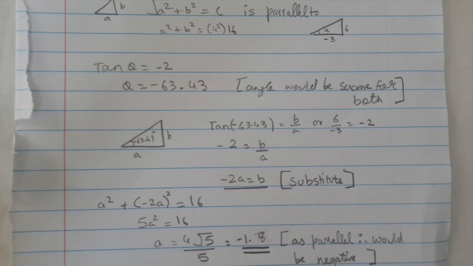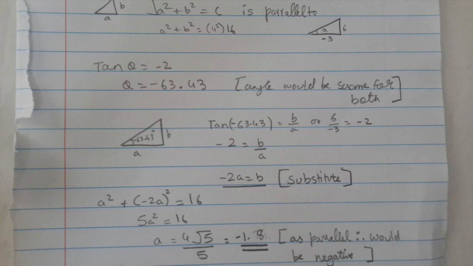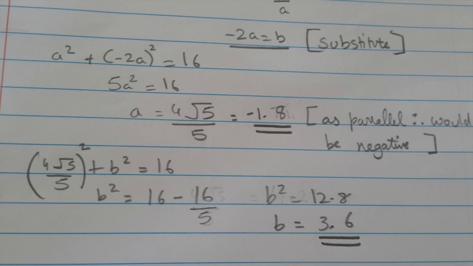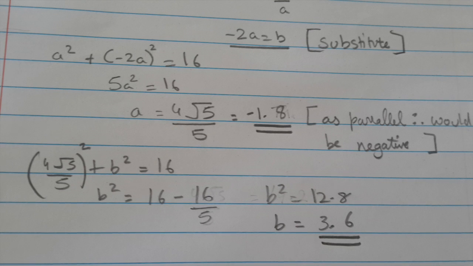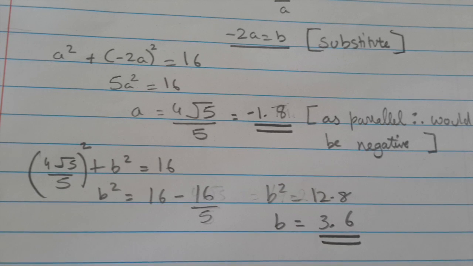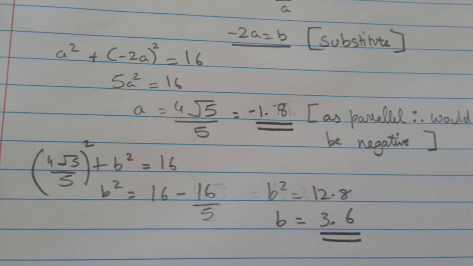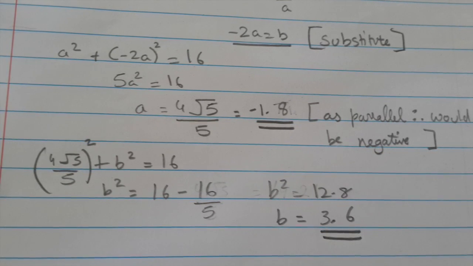To make an equation, we do minus 2a is equal to b. As used before, we use Pythagoras. Substituting b with minus 2a, squared, we get 5a squared is equal to 16. Using that, we find a, which is minus 1.8.